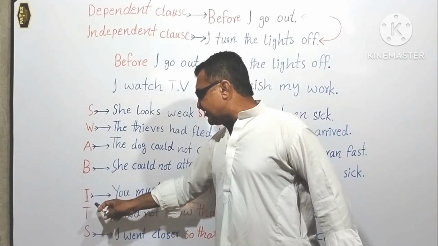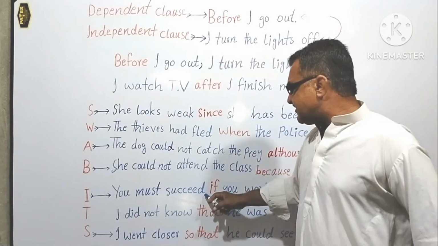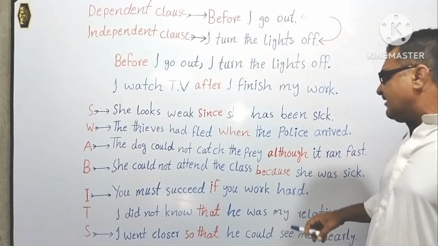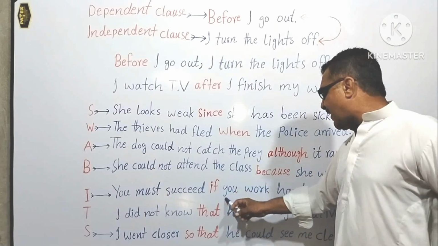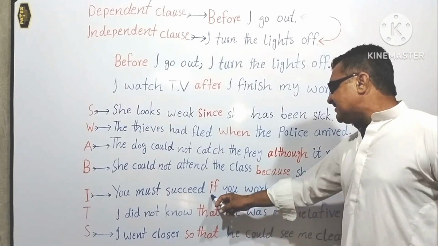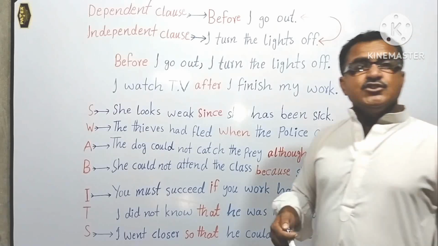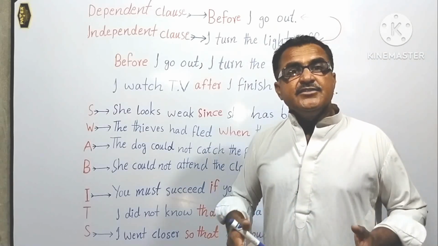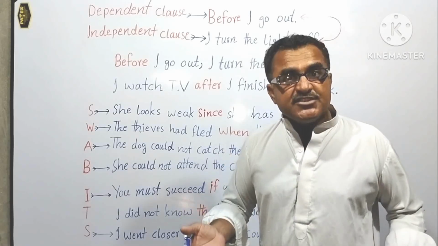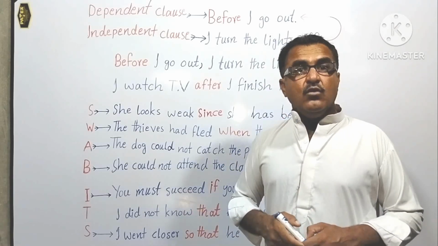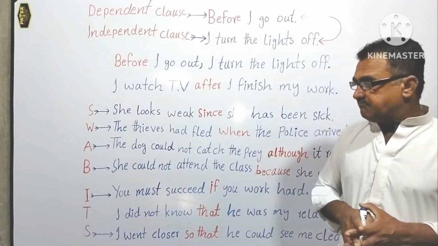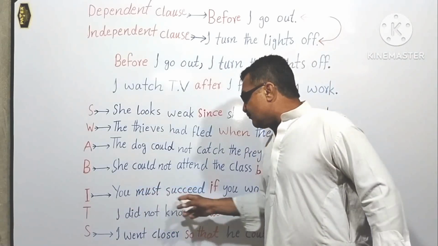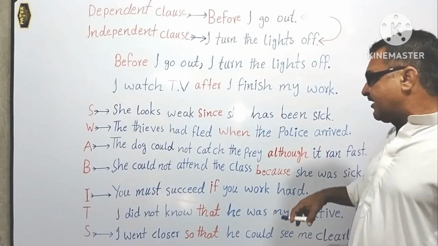Look at the fourth example. You must succeed if you work hard. Now if I take this dependent clause, if you work hard, then what? So what? Then I will say you must succeed. Oh, I see. Now I got it. You must succeed if you work hard.